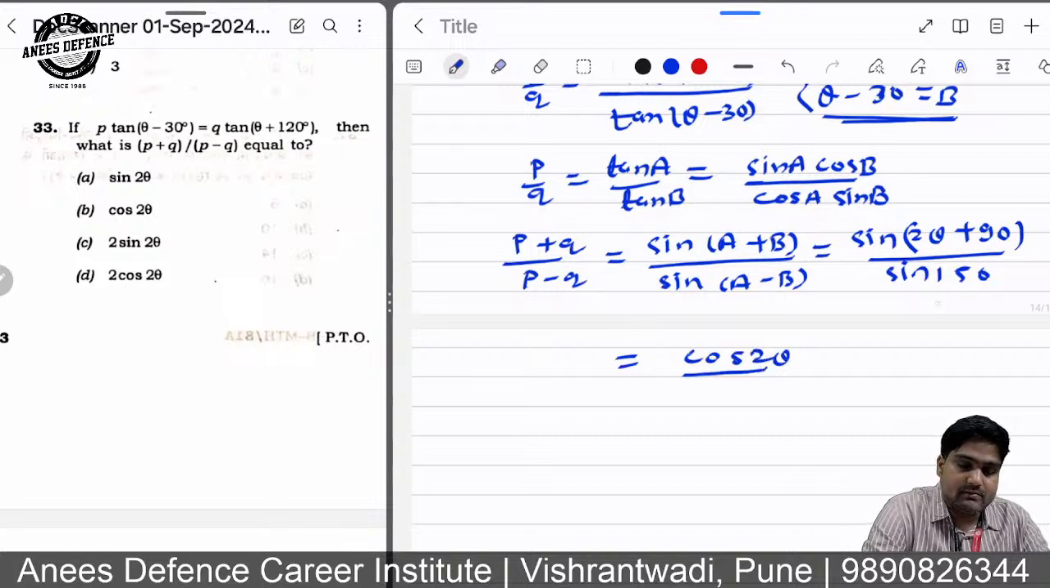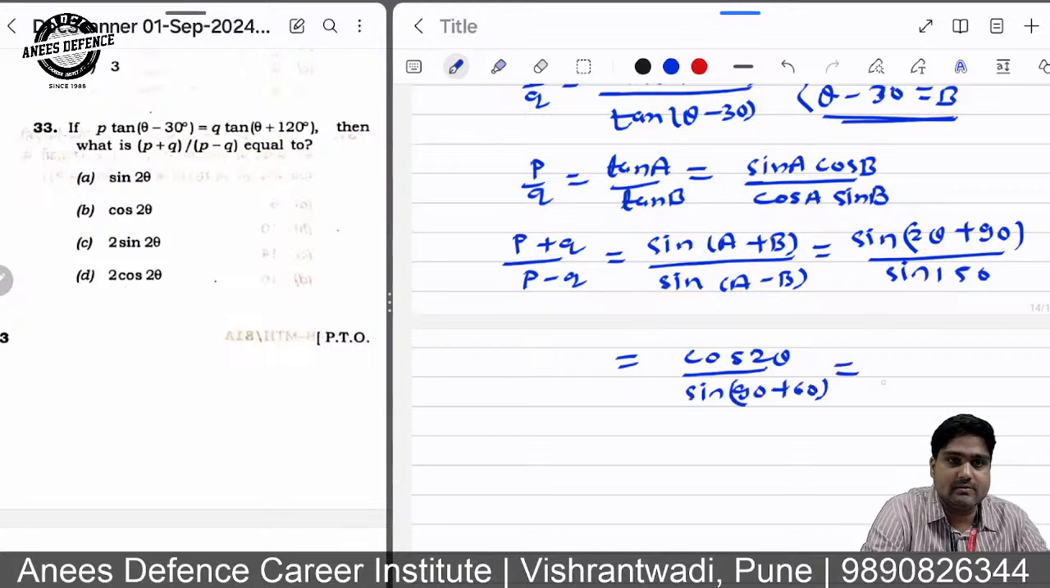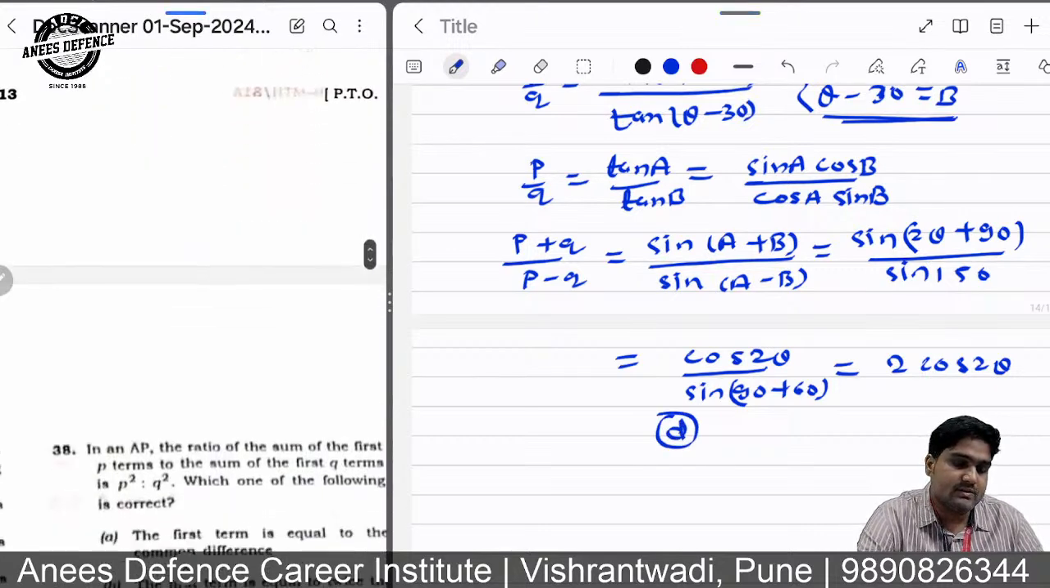Okay, sin 150 we can write as sin(90 plus 60). Sin(90 plus 60) is cos 60, and the cos 60 value is 1 by 2. So it's 2 cos 2 theta. So option D is correct for question number 33. Let's move to the next question.